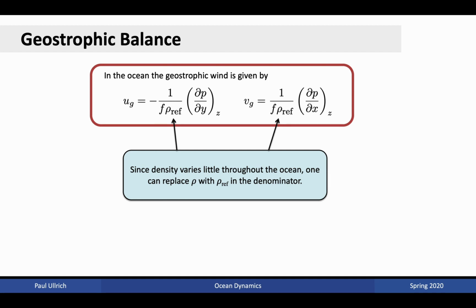So in the ocean, the geostrophic wind is defined analogous to how it is in the atmosphere. Namely, we have components of the geostrophic wind given by minus 1 over f rho reference times a derivative of pressure perpendicular to the component of the flow that we're assessing. Since density varies very little through the ocean, one can typically replace the density in the denominator of the geostrophic flow with the reference density. This makes some of these calculations a little bit simpler.